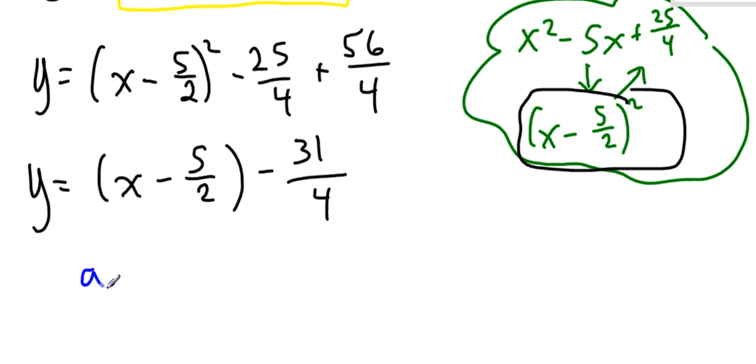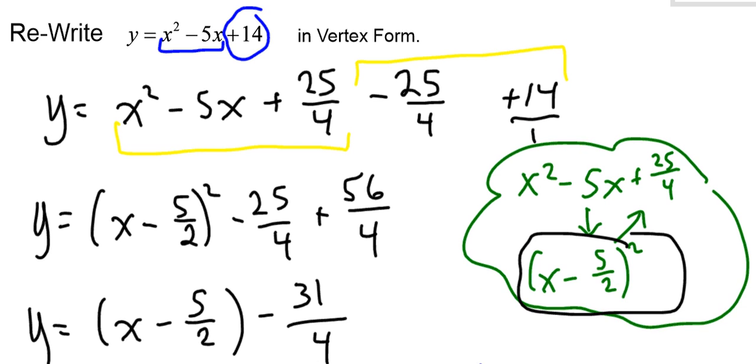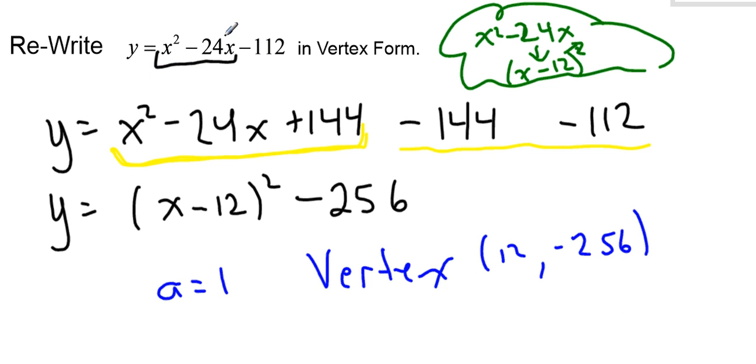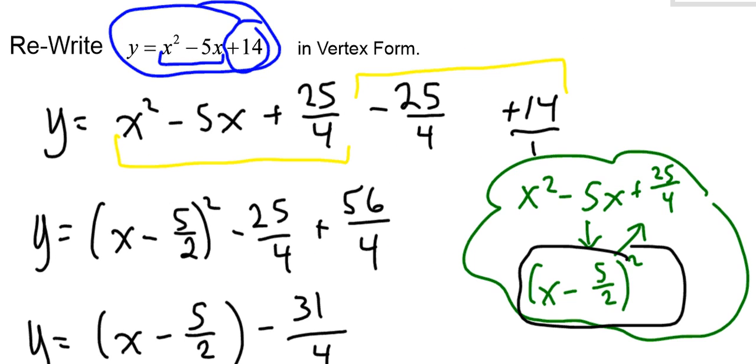So there I have it in vertex form. A equals 1, and the vertex is at 5 over 2, negative 31 over 4. Nice. Now, all of the original questions I've given you in the last 3 questions have all been simple trinomials with a equal 1. But obviously, not all trinomials look like that.